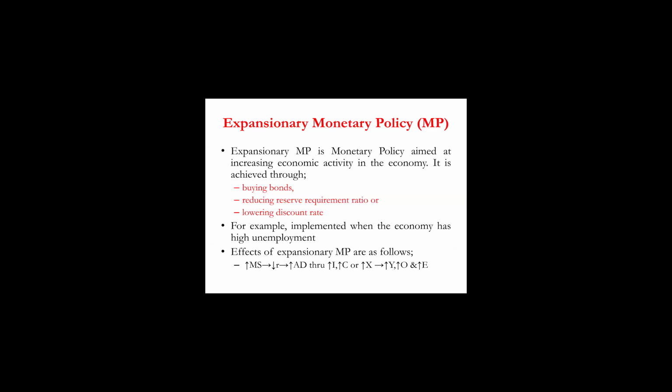And that one, we've said, if you want to increase the supply of money, you buy bonds, buy treasury bills, reduce the reserve requirement ratio, and you reduce the what? The discount rate, isn't it? When all those things are done, you will see the effect. Money supply will increase, the interest rates will reduce, aggregate demand will increase, and the investments will increase, consumption will increase, exports will increase, income will increase, everything will just increase.